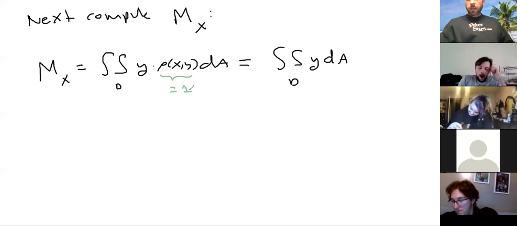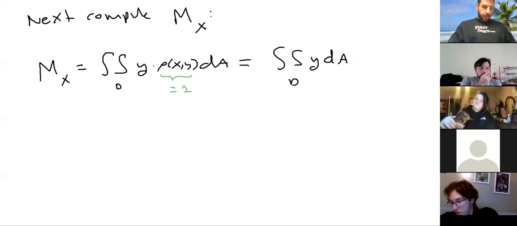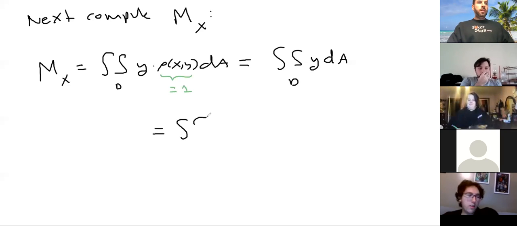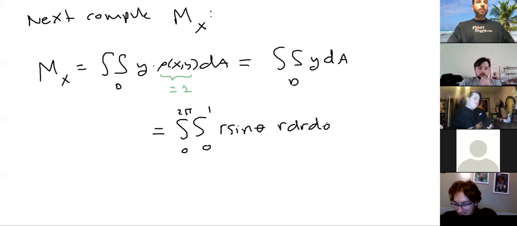Now, once again, the region we're integrating over is a disk. It's a disk of radius 1, so that means we should absolutely go to polar coordinates. So this, once again, is the integral from 0 to 1, integral from 0 to 2 pi. Now, what is y? y is r sine theta. And then what's dA? This is r dr d theta.